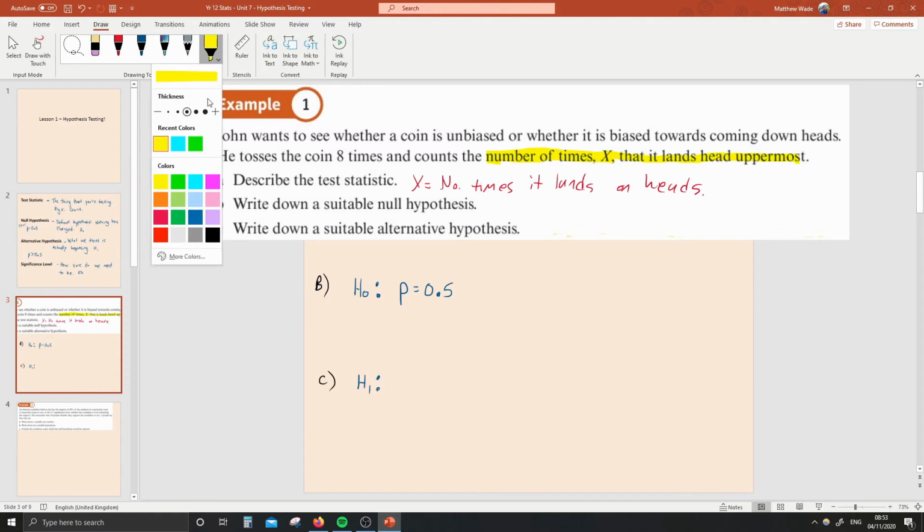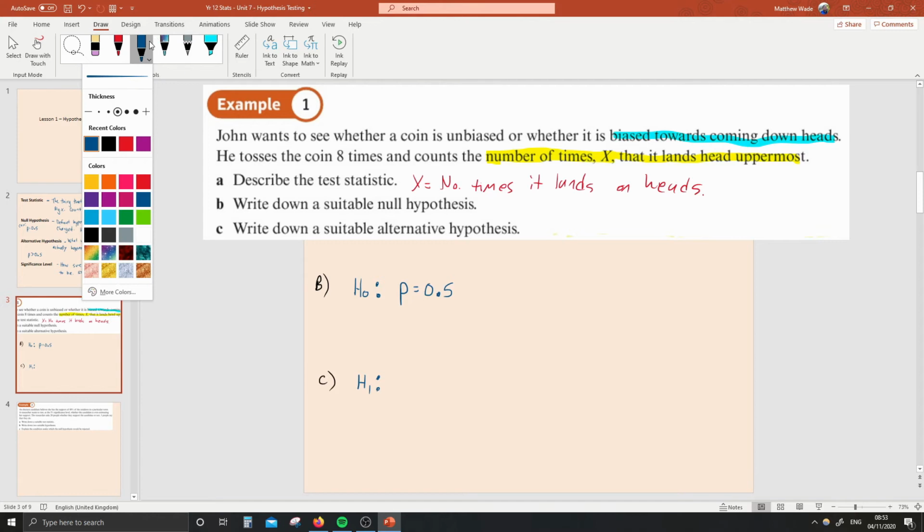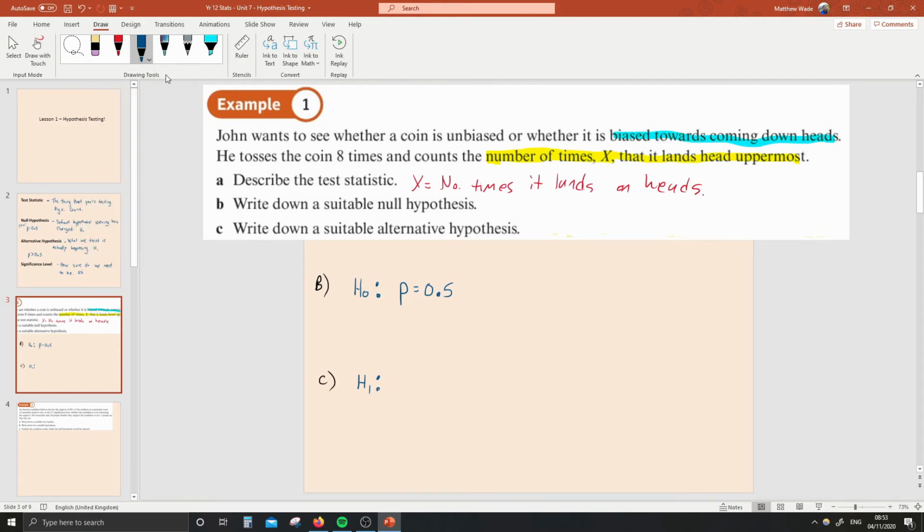What do we think is happening? So in our hearts, what do we think is happening? He wants to see whether the coin is unbiased or whether it is biased toward coming down heads. So what is it that we think? We think it's coming down heads more, don't we? Which means for it to come down heads more, we would think the probability then of it coming down heads is more than 0.5. And that's all there is to it, buddies. Does that make sense? Good.